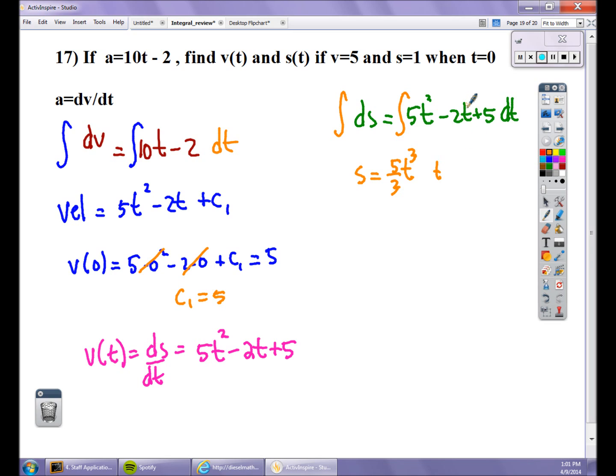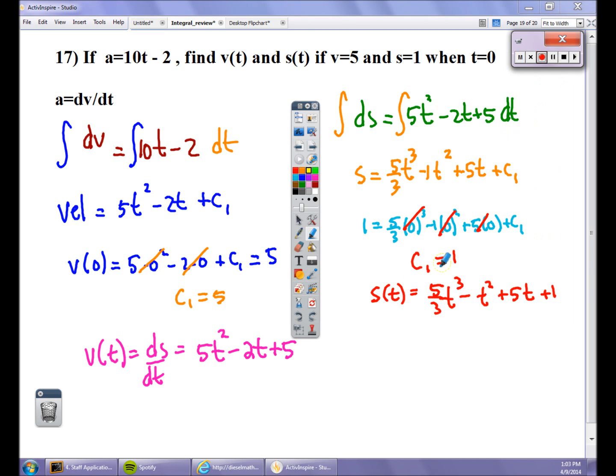Adding 1 to the t here makes that t squared. 2 divided by 2 is negative 1. Plus add a t to the 5 plus a second constant, which I want to solve for. So now, when s equals 1, time was 0. So that's a function in orange here for s of t, position. I plug in 0 for all the times, and a 1 for s. Goes away, goes away, goes away, and you're left with c2 equals 1. Now you have your function for s of t.